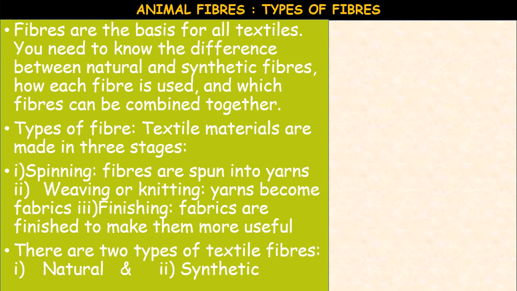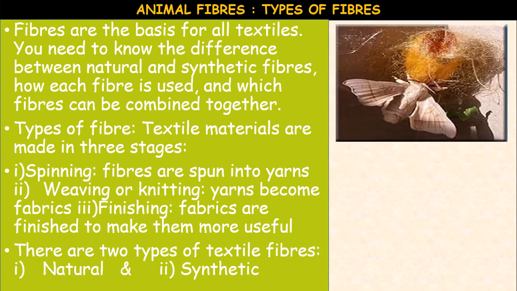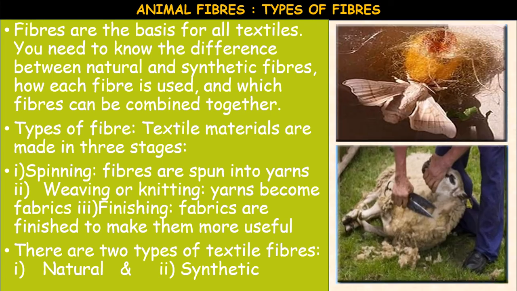Okay, there are 2 types of textile fibers are there. What are they? Natural and synthetic. So this is the silk and this is the wool. The two are natural fibers of animal origin.